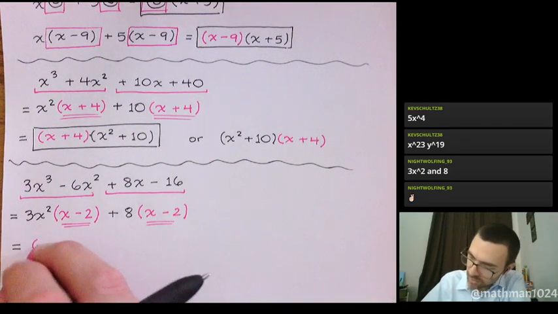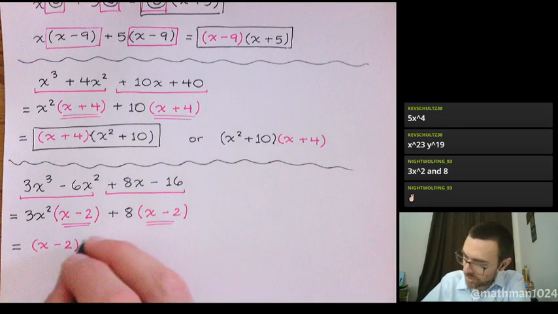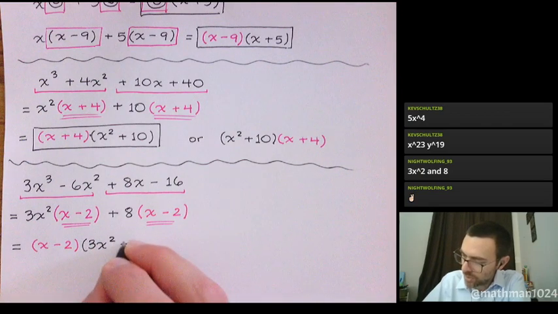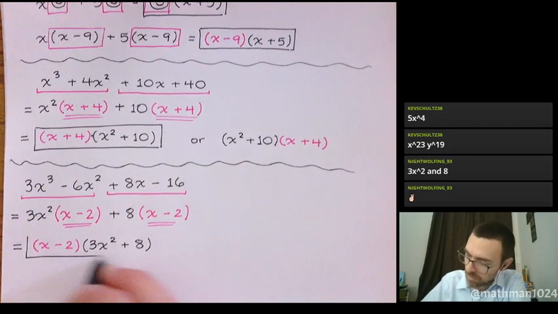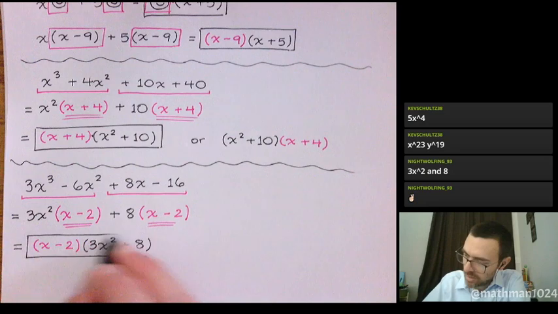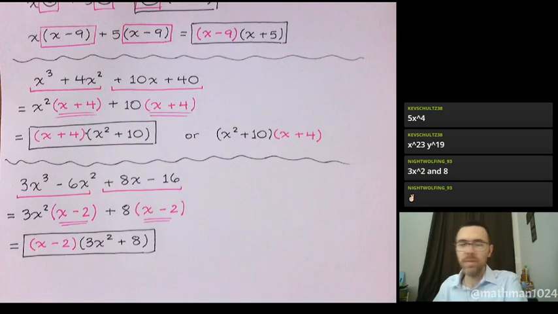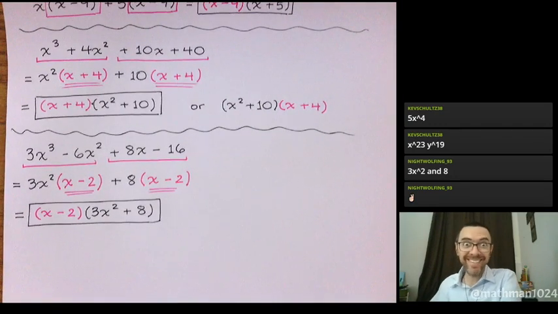So we factor that out in front. So x minus 2 times the stuff that's left over, 3x squared plus 8. Easy peasy, right? See, who knew math could be so much fun? Oh, wait a minute, I did!